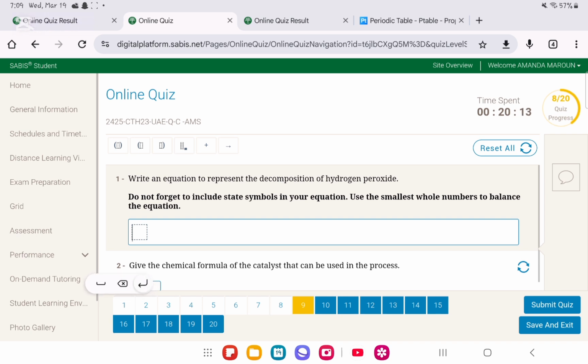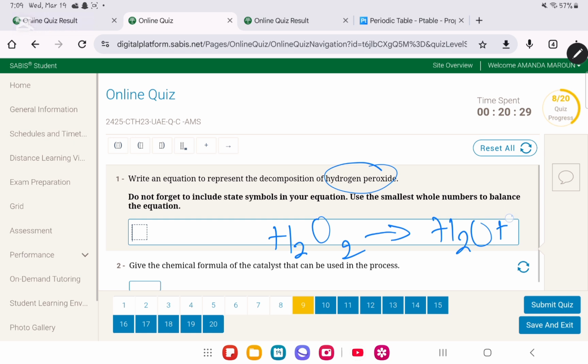In question number 9, they said, write an equation to represent the decomposition of hydrogen peroxide. So hydrogen peroxide, we know that it is H2O2. It will decompose to form water, which is H2O, plus O2 gas. As you can see over here, it's not balanced. So to balance it, we're going to put a 2 in front of the H2O2 and a 2 in front of the H2O, and just like that, it's balanced.